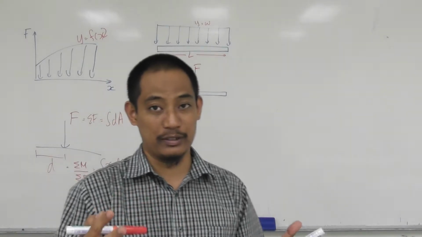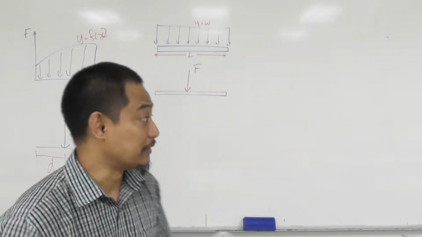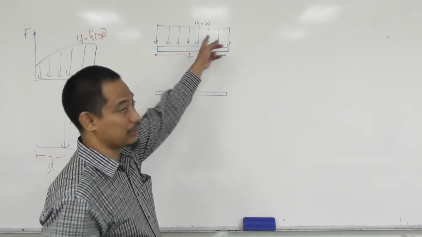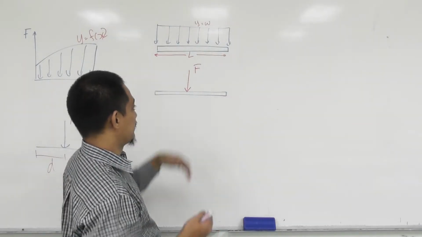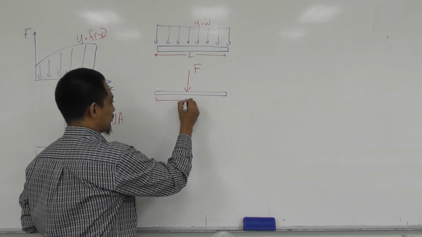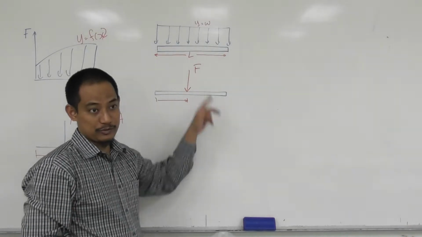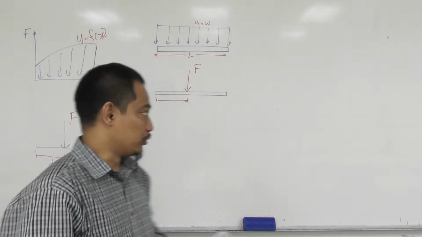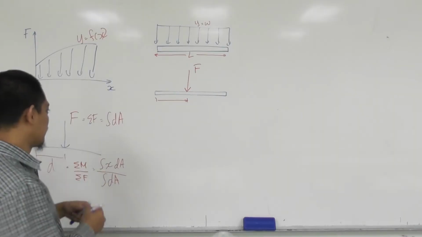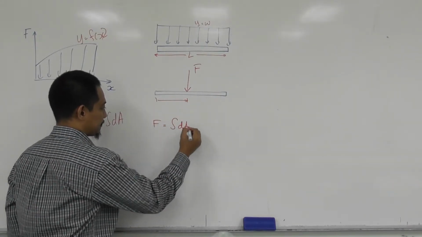Right? W can be any value, right? Y equal to 5 kilonewton per meter, etc. So it's a certain value, but I'll just use W there as a weight. So there are 2 questions here: one is the position, and one is the value of the force. If you calculate the value of the force, F is simply the integration of dA.